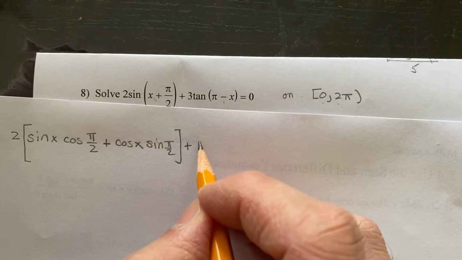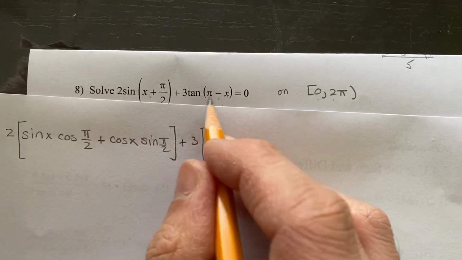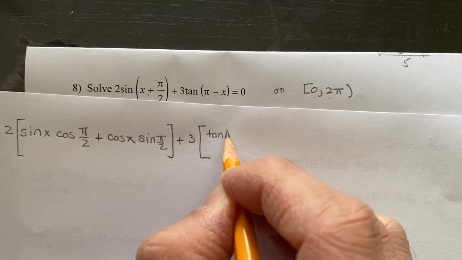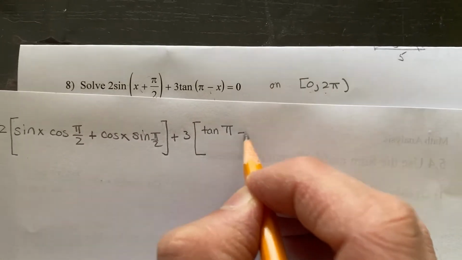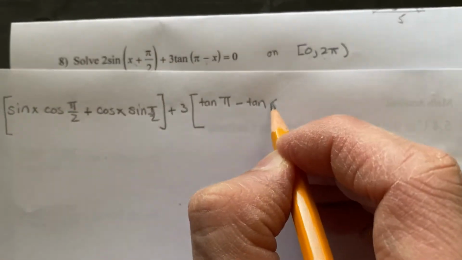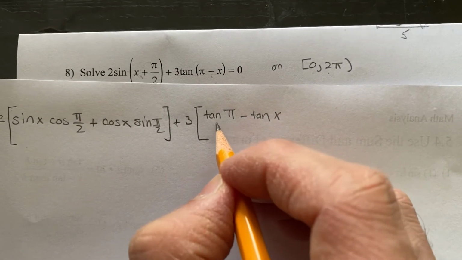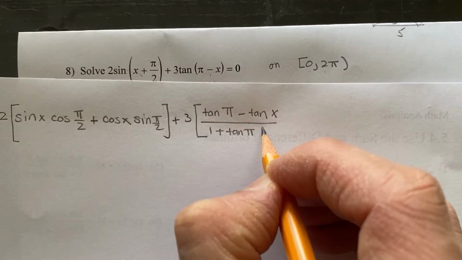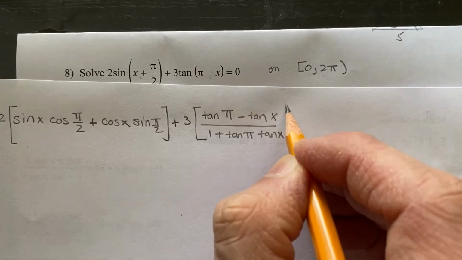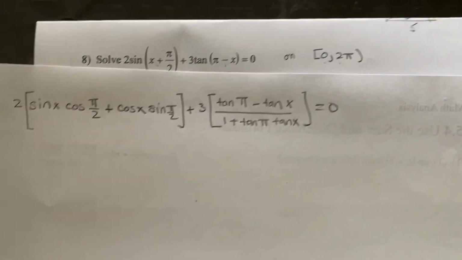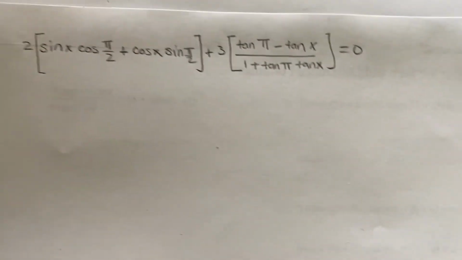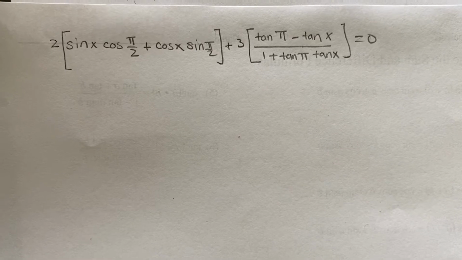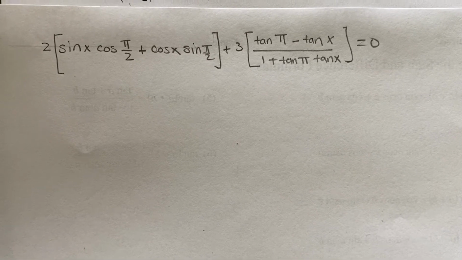The tangent difference formula states that 3 tan of pi minus x, I basically take the tangent of the first angle, which is tangent of pi, minus the tangent of the second angle, tangent x, all over 1 plus tan of pi times tan of x. Okay, all of this is equal to 0. Okay, so you have this really lengthy equation that looks messy, but as you probably can deduce, a lot of this stuff is going to simplify, and it will.